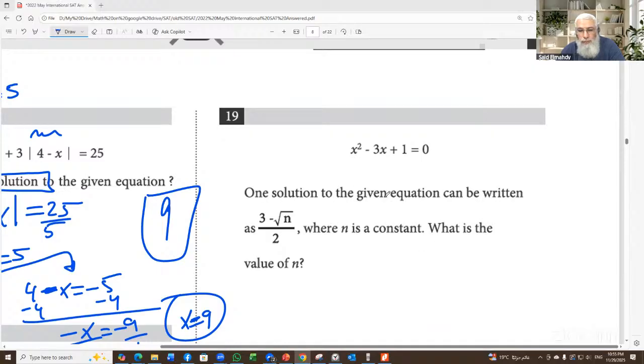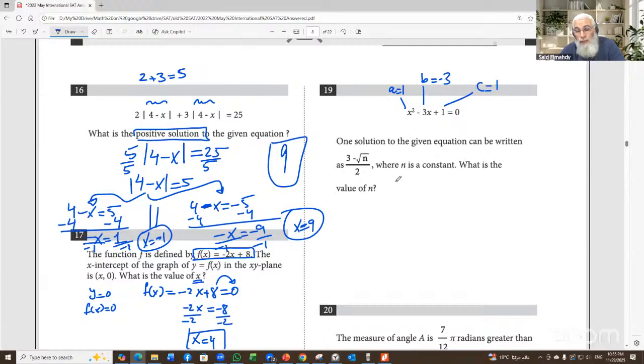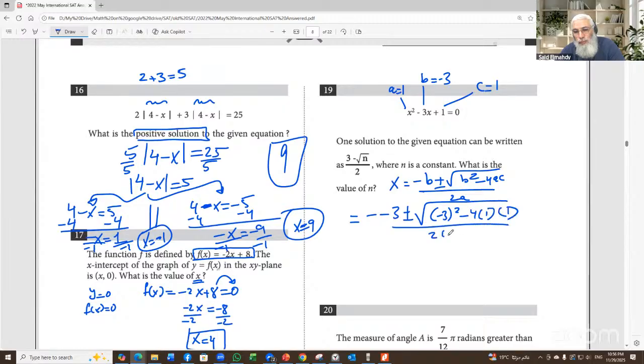One solution to the given equation can be written as 3 minus root n divided by 2, where n is a constant. What is the value of n? So a equals 1, the coefficient b is -3, and c is 1. So the quadratic formula: x equals minus b plus or minus square root of b squared minus 4ac, divided by 2a. So it is equal to minus 3 plus or minus square root of -3 squared minus 4 times 1 times c, divided by 2 times 1.